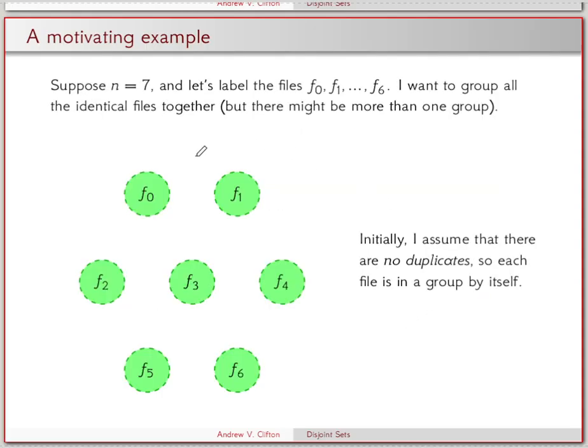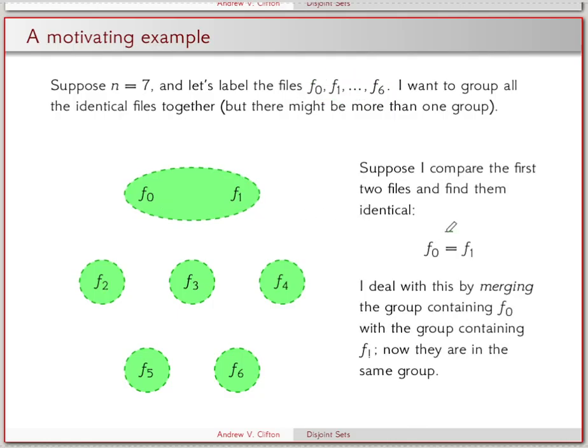So let's say that I have 7 files to keep things manageable, and we'll label our files F0 through F6. I want to group all the identical files together, and there might be more than one file per group. Initially, I just assume that there are no duplicates. I assume that every movie I have is a unique gem of cinema, so I put each file in a group by itself.